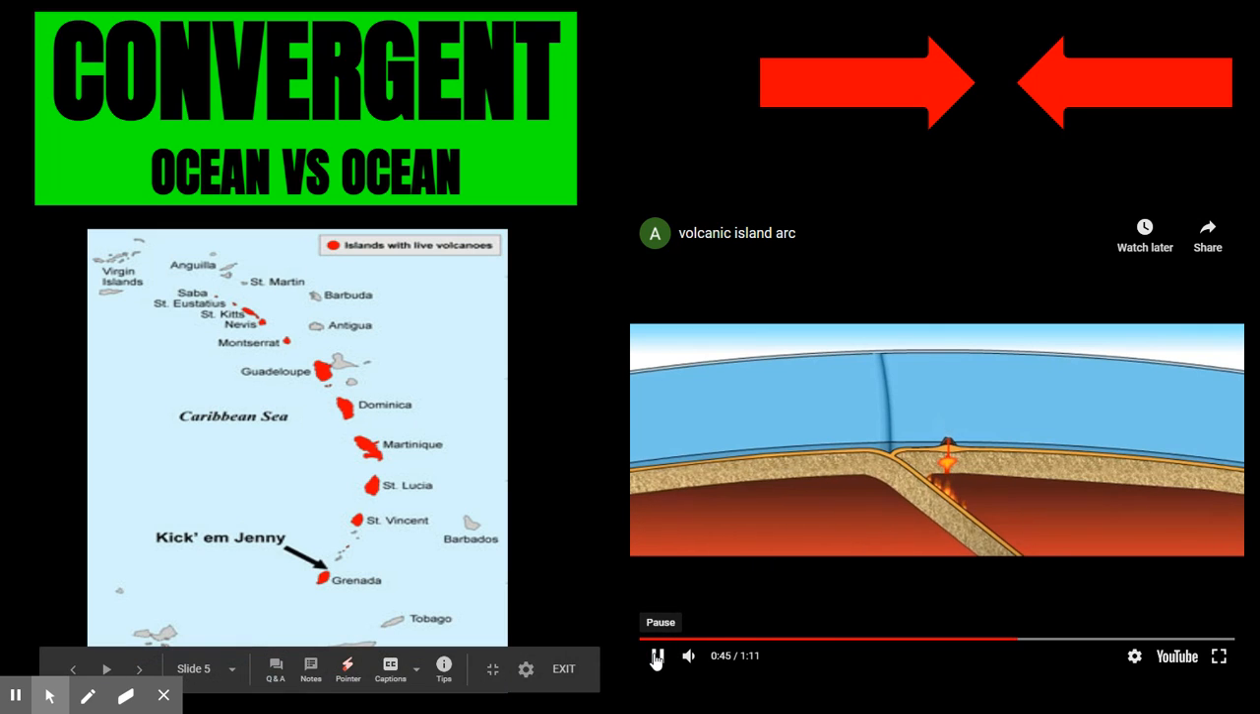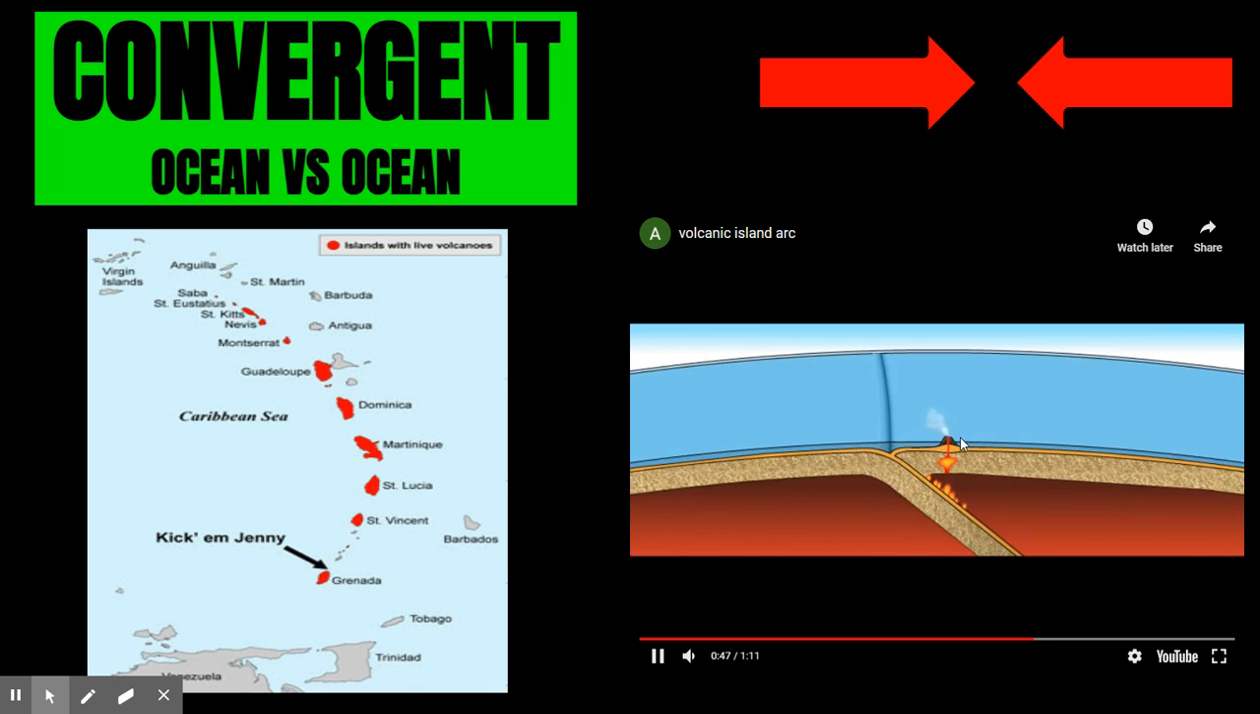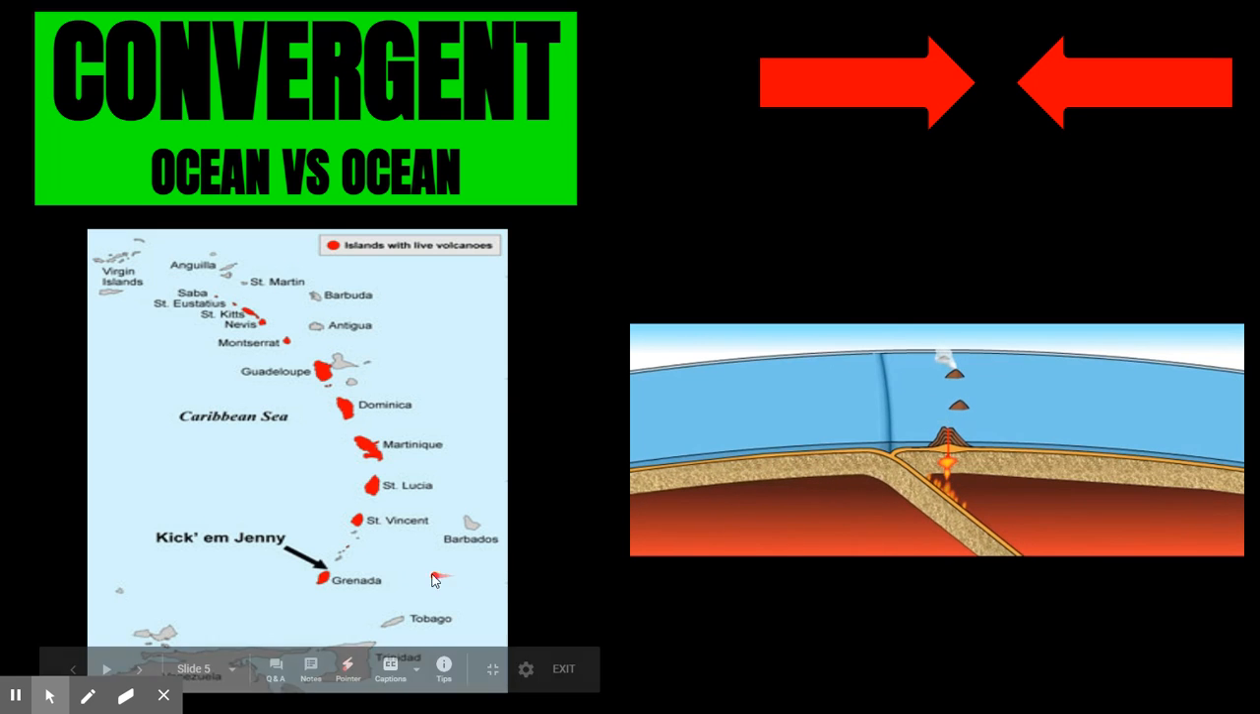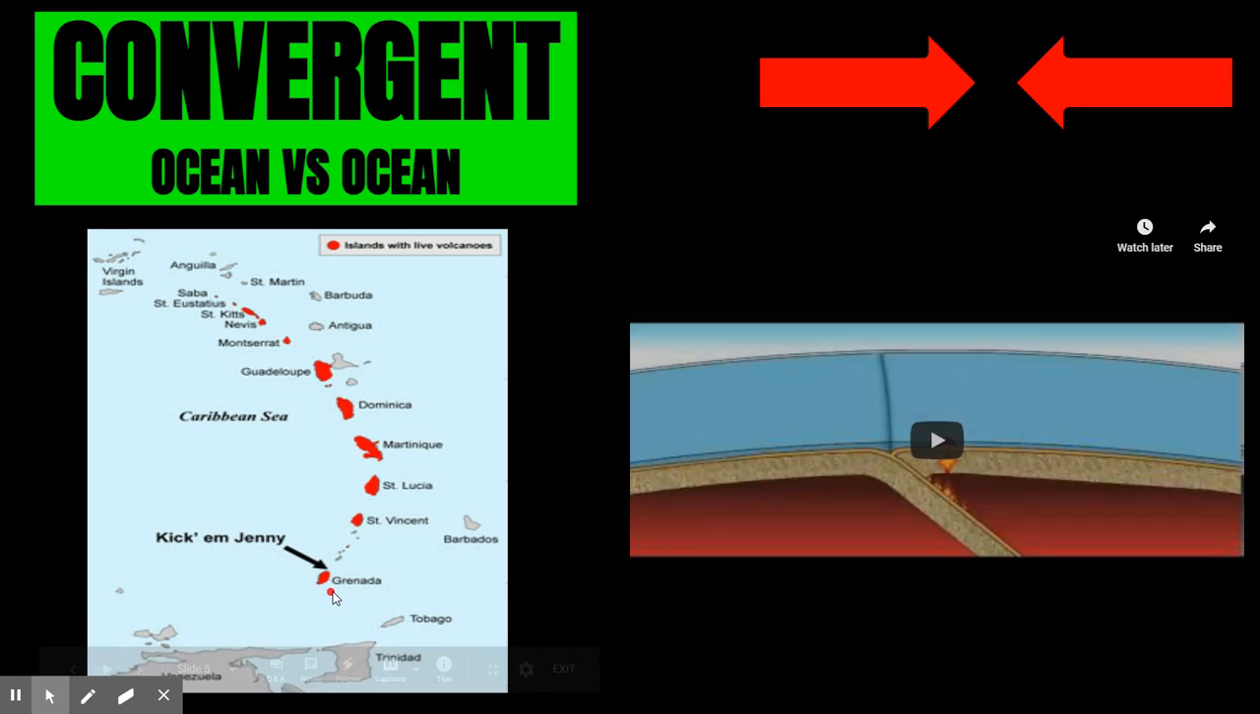And then as I play this again, you'll also notice that this isn't the only one. There's another one that'll pop up, and another one, and another one. So this kind of plate motion, when two oceanic plates collide, is how these island arcs are built. Okay, so you'll see here again the example of the island arc in the Caribbean, which is very close to the United States.